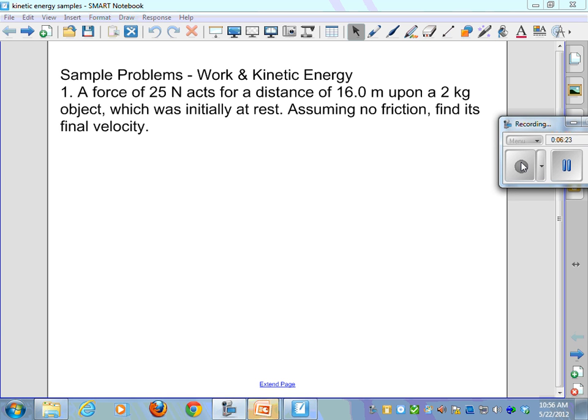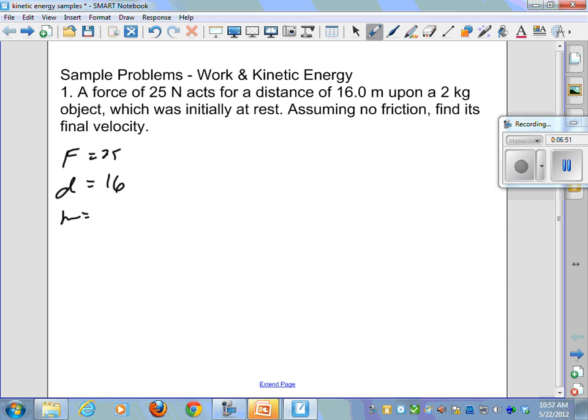A 25 Newton force acts for a distance of 16 meters upon a 2 kilogram object, which was initially at rest. Assuming no friction, find its final velocity. You will notice a lot of similarities between this unit and the kinematics unit. A lot of the stuff is the same, except we're going to be looking at things from an energy standpoint. So what do we have here? We have a force, it's 25. We have a distance of 16. That's going to give us our work. We have a mass of 2. I want to know the final velocity.